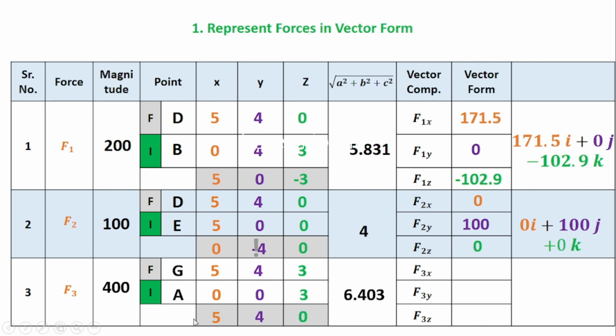400 into 5 divided by 6.403. The answer is 312.35. Then 400 into 4 divided by 6.403. The answer is 249.88. The next term will be 400 into 0 divided by 6.403. The answer is 0. So we can write the vector form of the given force as 312.35i plus 249.88j plus 0k. So in this way we have converted all the forces into the required vector form.